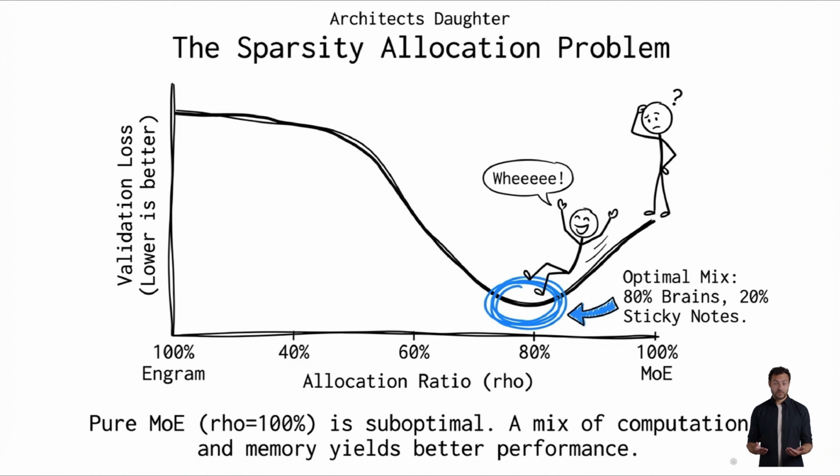The curve shows validation loss, where lower is better, and it doesn't keep improving as we push all the way to pure MoE. Instead, performance bottoms out around an allocation ratio of about 80%, meaning the best results come from a hybrid. In other words, pure MoE is suboptimal. The sweet spot is mixing strong brains with a smaller amount of sticky-note memory.